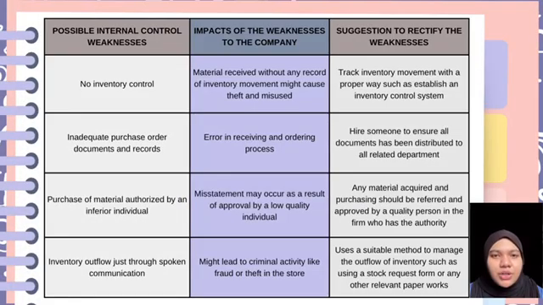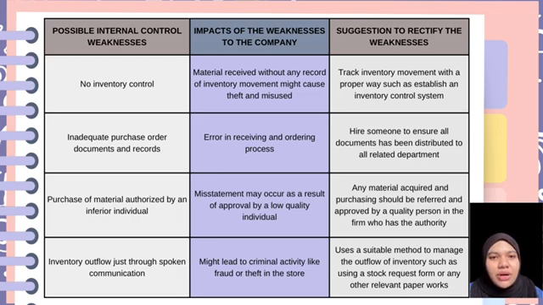Here, for the explanation of question 3, we have a table highlighting some possible weaknesses in internal control, their impact on the company, and suggestions to fix them. Firstly, no inventory control can lead to theft or misuse due to untracked inventory. To fix this, a proper inventory control should be implemented. Secondly, inadequate purchase order documents can cause errors in the receiving and ordering process. This can be improved by hiring someone to ensure all documents are properly distributed.